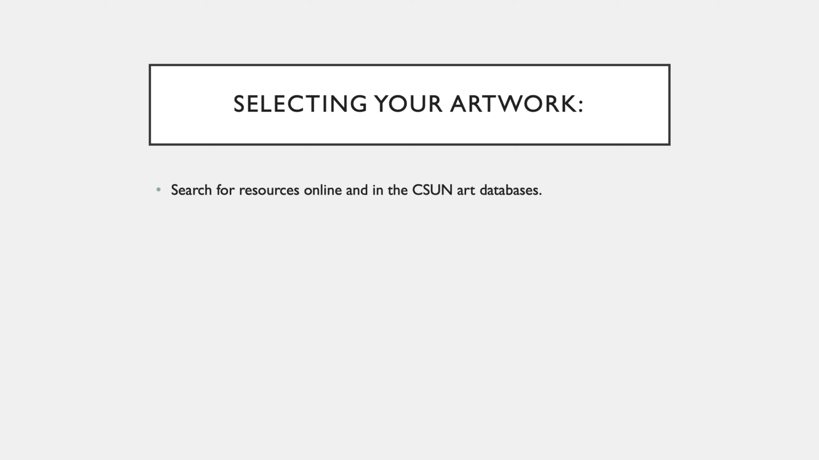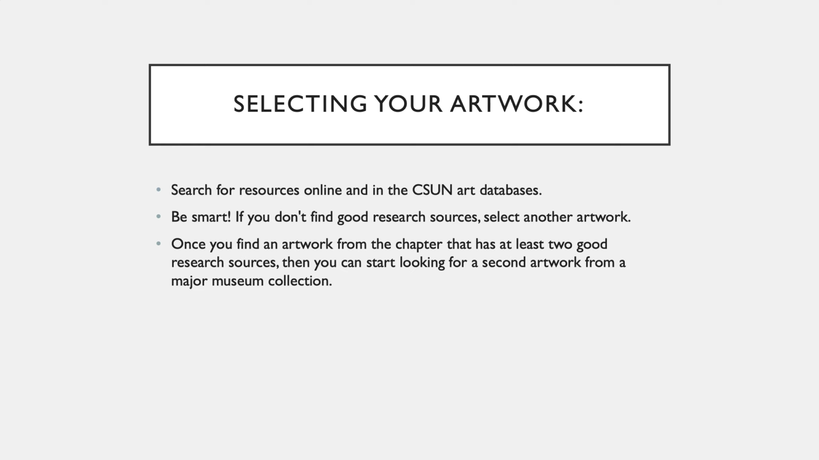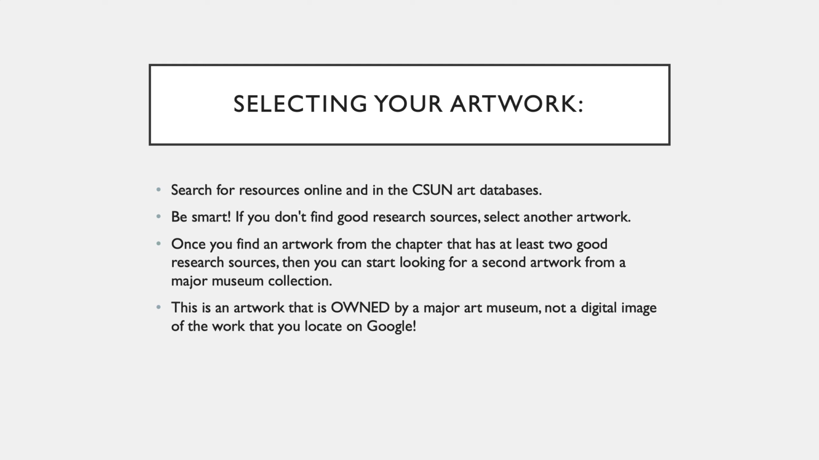Search for resources online and in the CSUN art databases. Be smart. If you don't find good research sources, then just select another artwork. Once you find an artwork from the chapter that has at least 2 good research sources, then you can start looking for a second artwork from a major museum collection. This is an artwork that is owned by a major art museum. This is not a digital image of the work that you locate on Google.